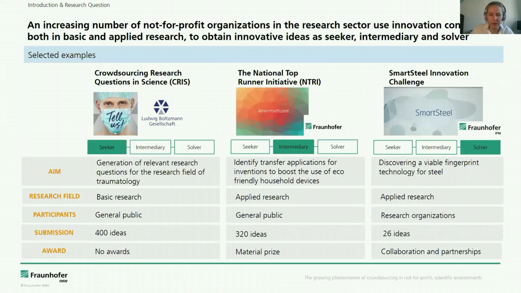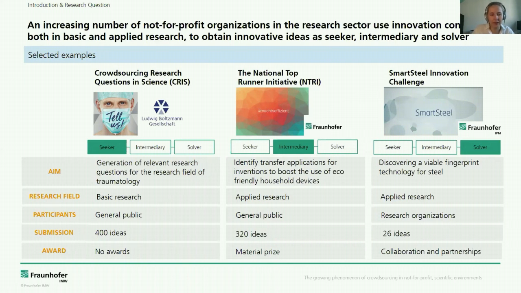In the first example, the Crowdsourcing Research Question and Science Challenge, the not-for-profit research organization Ludwig Boltzmann Association acted as seeker, the one to raise an open question. The aim of this challenge was to generate relevant research questions to the field of research, which is traumatology. They successfully received 400 ideas, even without any award or prize for the winning solvers.